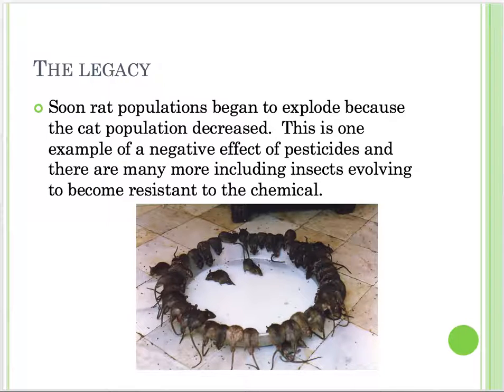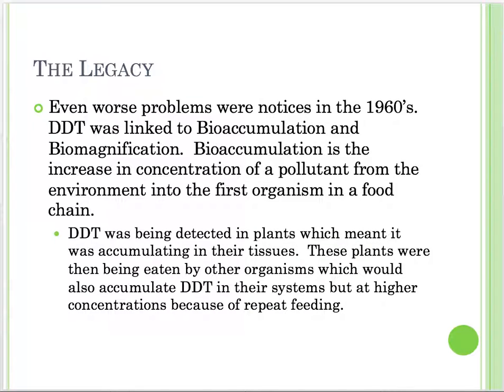Of course, anytime we introduce a species, and this can occur when using biological ways of reducing pests, such as the cane toad, this can also affect the food web and food chain and change the distribution and abundance of organisms in a given area. Okay, we've gone through this. You can read this. Even worse problems were noticed in the 1960s, as we talked about bioaccumulation and biomagnification. Bioaccumulation is increasing the concentration throughout organisms in a food chain.